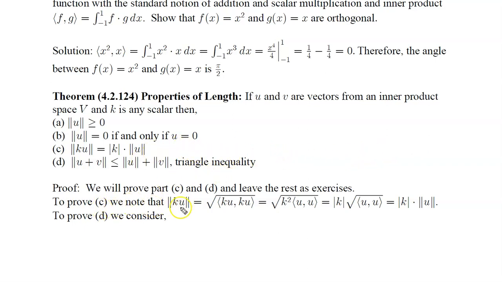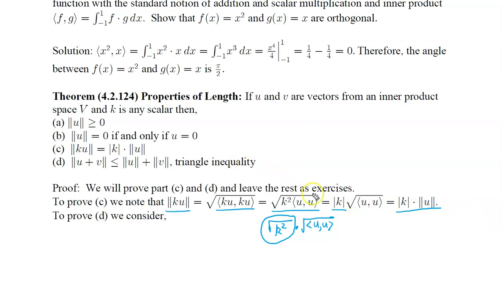So for part C, notice that the norm of k times u we can write like this. That's going to be the square root of the inner product of ku with itself. Now by properties of the inner product, we can move this k out and that k out, and we get this. Then we can break the square root up. I don't have the step written in here, but notice that this is the square root of k squared times the square root of the inner product of u with itself. And this term right here is just the absolute value of k. And we end up with our result right here. So that's the proof of C.